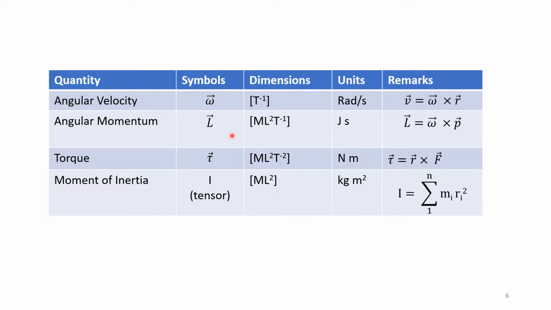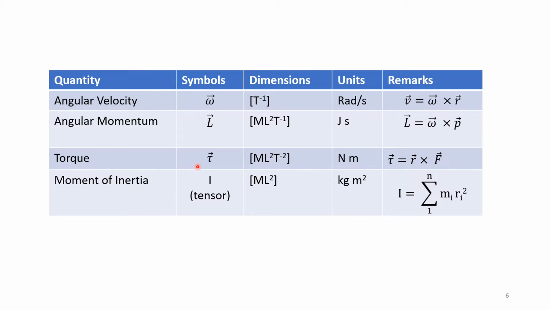Angular momentum is represented by capital L, its dimensions are M L squared T to the power of -1, and its unit is joule second. The relationship of angular momentum L with linear momentum is L = r cross p, where small p is the linear momentum.